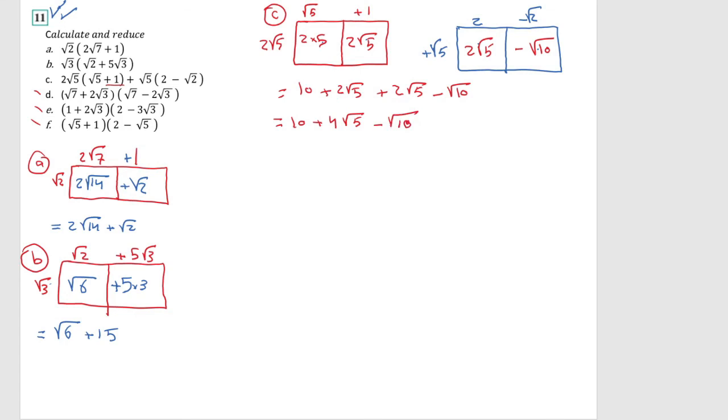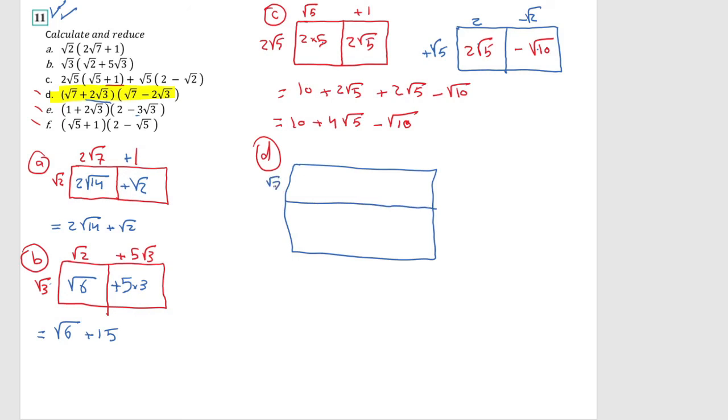Let's go, part D. In part D I'll start doing two windows. I'll draw a big window again. No, that's wrong. I think if I do it like this it's better. Radical 7 plus 2 radical 3. So I'll draw here radical 7, 2 radical 3. Radical 7 minus 2 radical 3. If I do it like that, radical 7 minus 2 radical 3. Okay? Now I start.